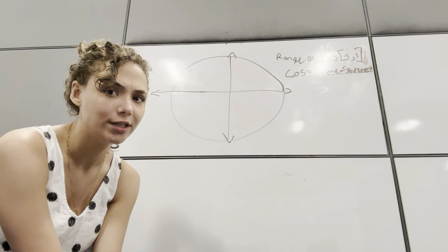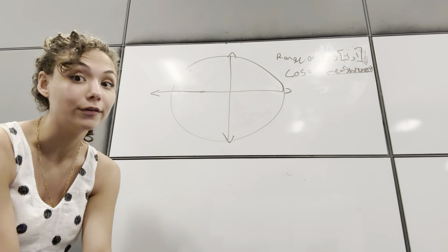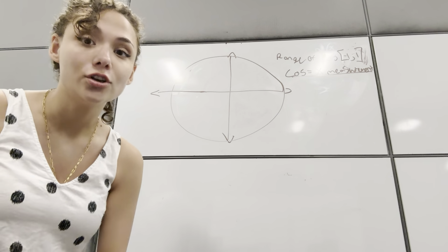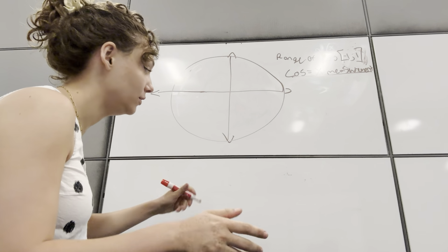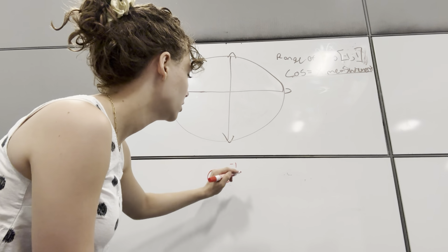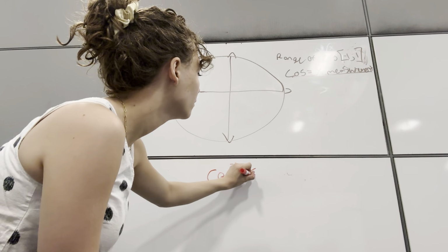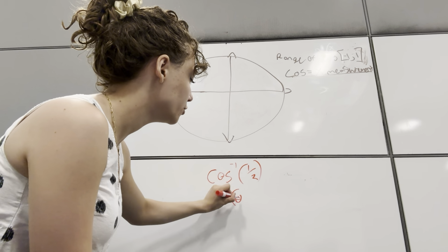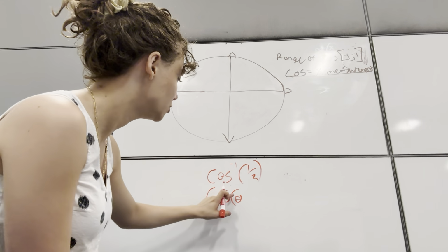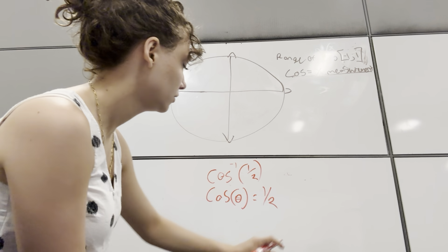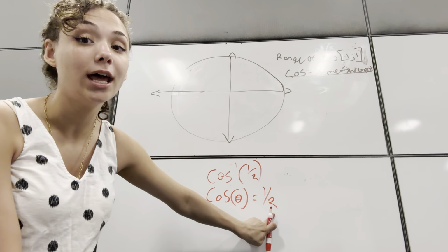You will not be asked for your tan measurements, but I just wanted to give you a brief overview of the cosine measurements, specifically the inverses. I don't know if you remember this, but if I say cosine inverse of 1/2, that is saying cosine of what measurement, which I'm going to write as theta, which just means a measurement, is equal to 1/2. So what measurement is going to give me 1/2?